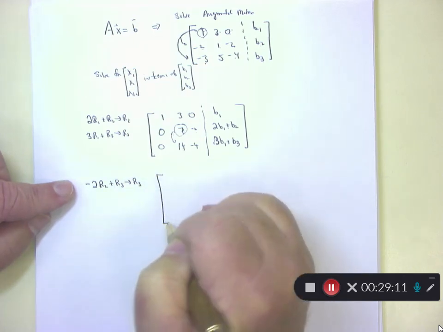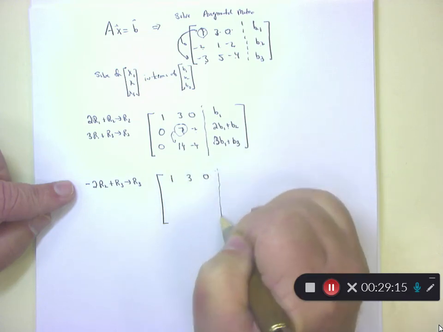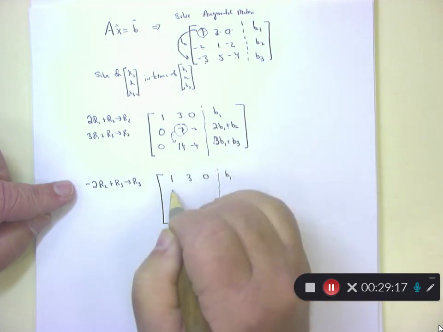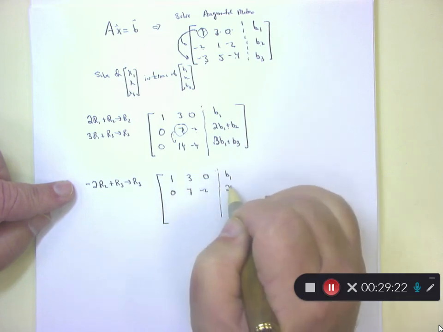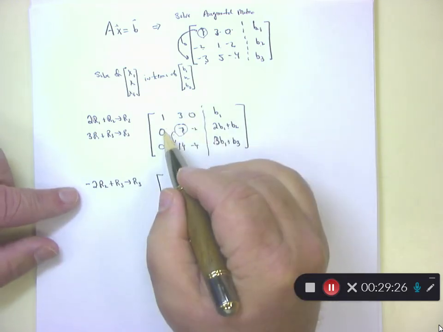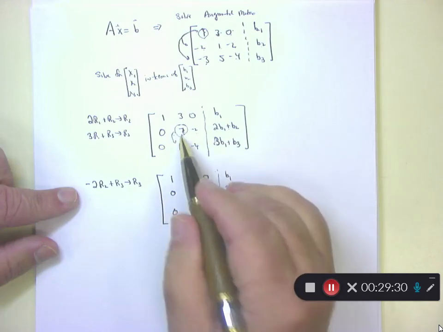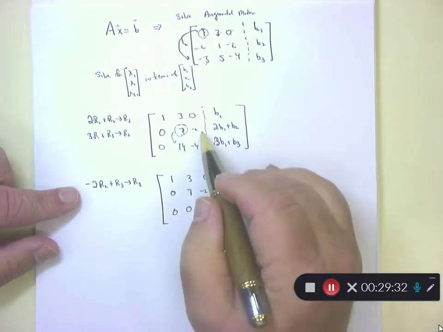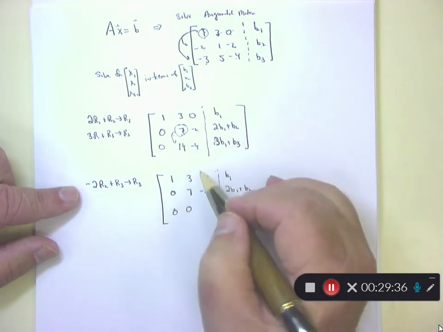So this is going to give me the matrix 1, 3, 0, augmented with B1. The next equation is 0, 7, negative 2, augmented with 2B1 plus B2. And now here we go. Negative 2 times 0 is 0 plus 0 is 0. Negative 2 times 7 is negative 14 plus 14 is 0. Negative 2 times negative 2 is 4 plus negative 4 is 0.